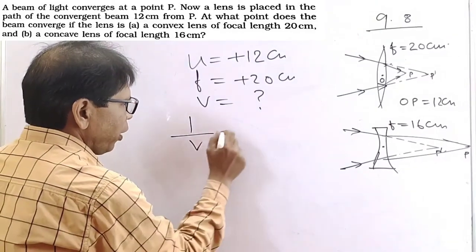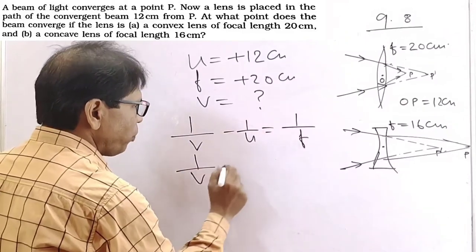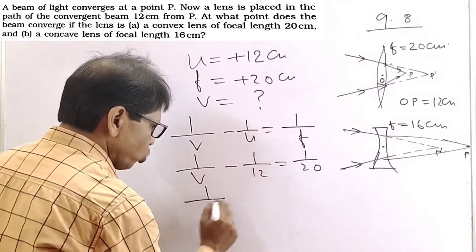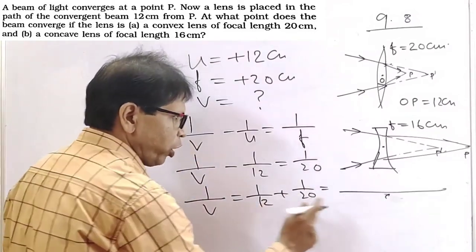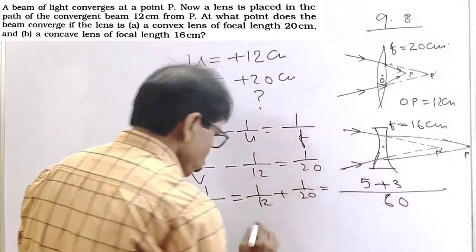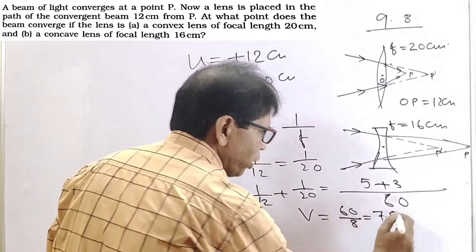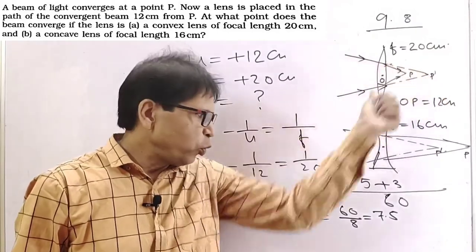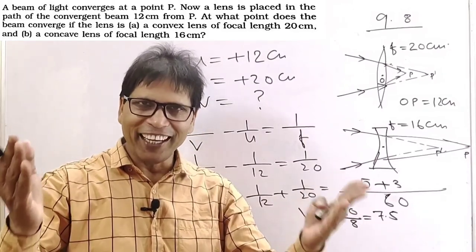Now 1 by V minus 1 by U equals 1 by F. So 1 by V minus 1 by 12 equals 1 by 20. So 1 by V equals 1 by 12 plus 1 by 20. For 12 and 20, the LCM is 60. So this is 5 and this is 3. So V equals 60 by 8, which is 7.5. Therefore, the point of convergence shifted from P dash to P, which is at a distance of 7.5 centimeter from the lens.